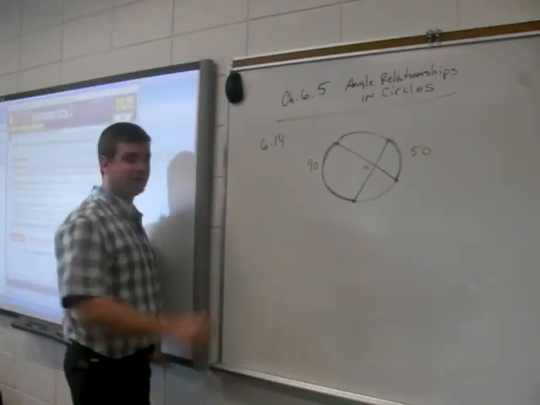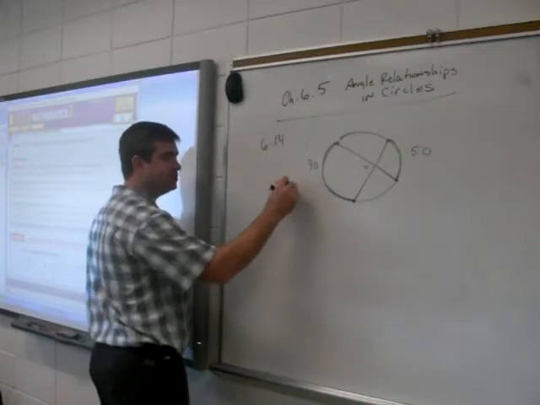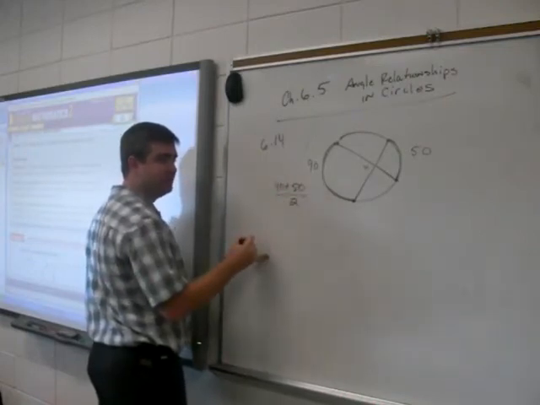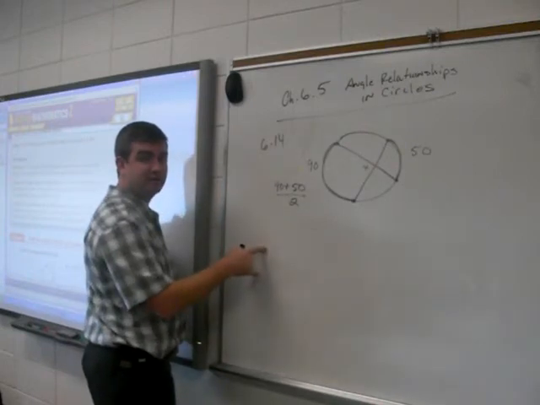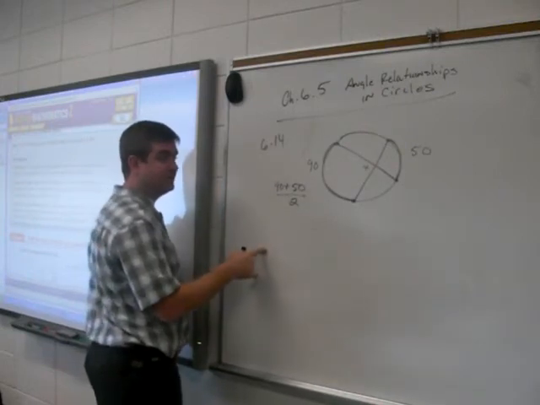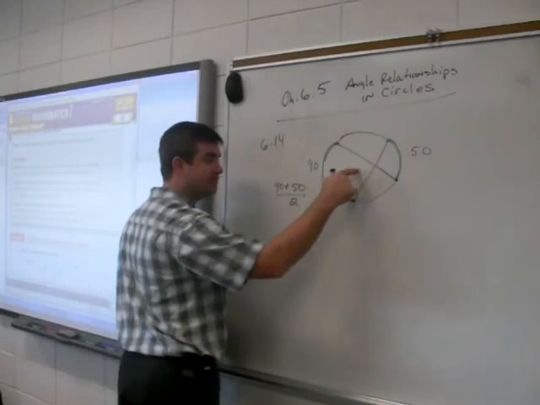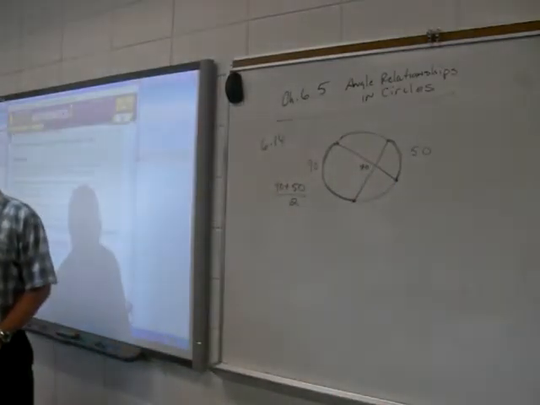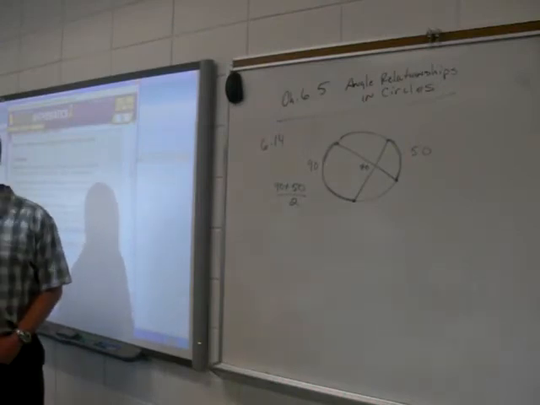Well, 1/2 the sum is simply the average. 90 plus 50 divided by 2. What's 90 plus 50? 140 divided by 2 is 70. Now watch this, it's very important. That means that that angle there is 70 degrees. It is the average of the two numbers.